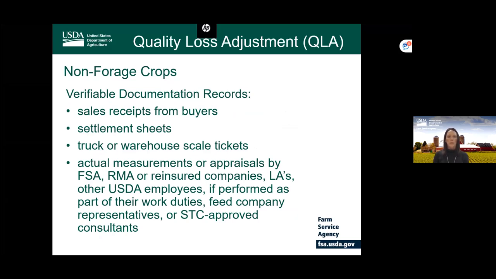Verifiable documentation records include sales receipts from buyers, settlement sheets, trucker or warehouse scale tickets, actual measurements or appraisals by FSA or RMA, loss adjusters or other USDA employees if they're performing their work duties. Documentation records may come from feed company representatives who did a measurement or a state committee approved consultant.